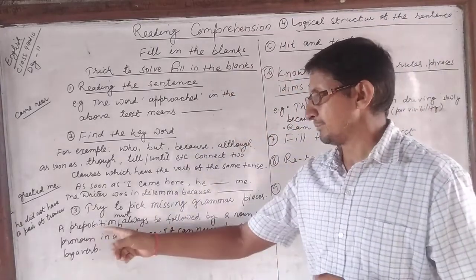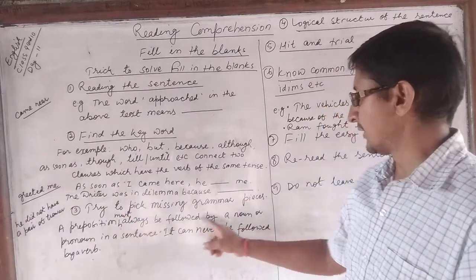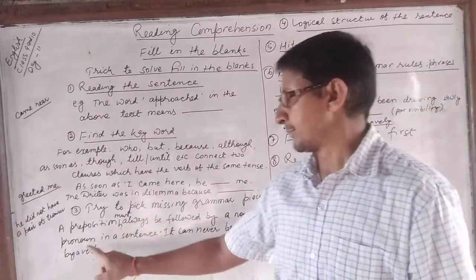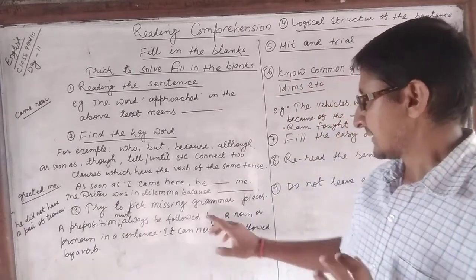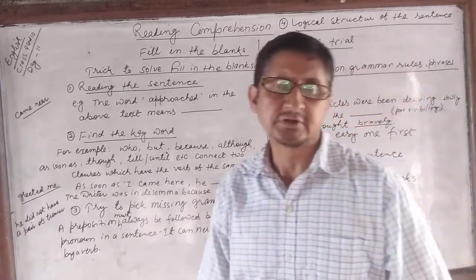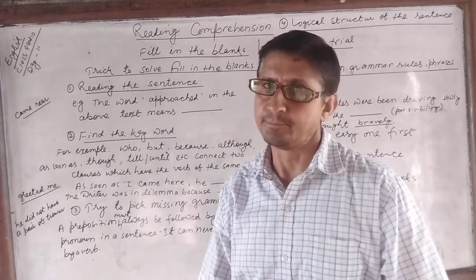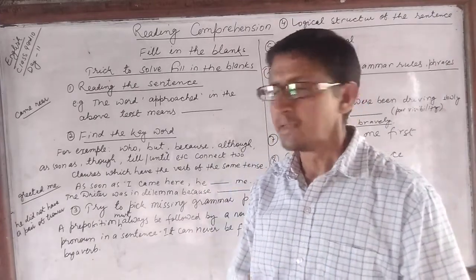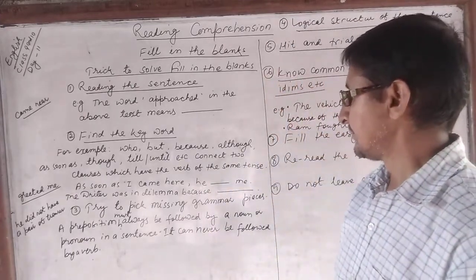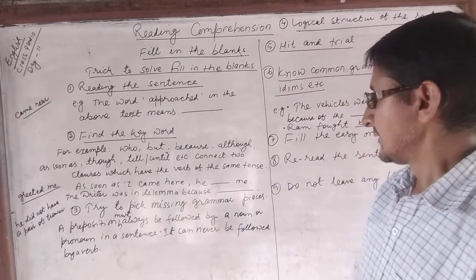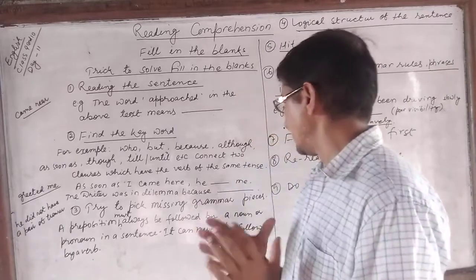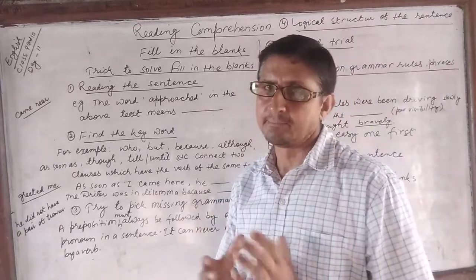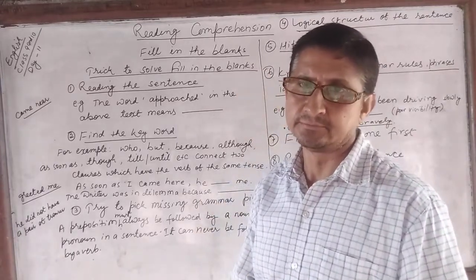For example, a preposition must always be followed by a noun or pronoun in a sentence. It can never be followed by a verb. If there is a preposition, it must always be followed by a noun or pronoun.